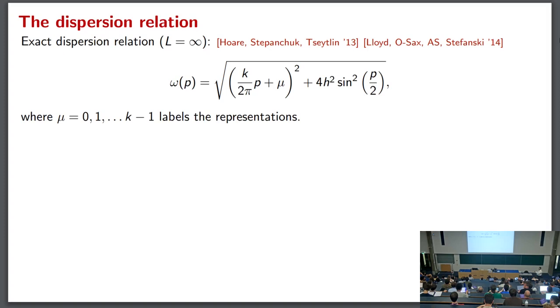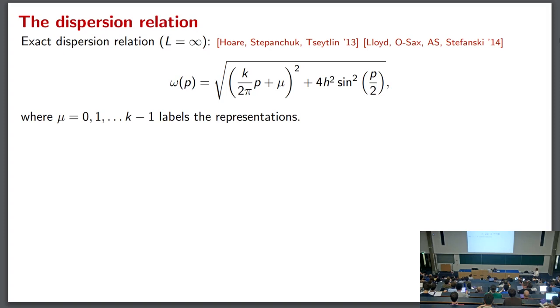P is the momentum of my excitation on the worldsheet. K and H are the parameters of the background, the NS and Ramond-Ramond flux. And this mu is just a label that distinguishes the fact that you can have different representations. It's not important what they are right now, but there are essentially K minus 1 different representations that you can construct.